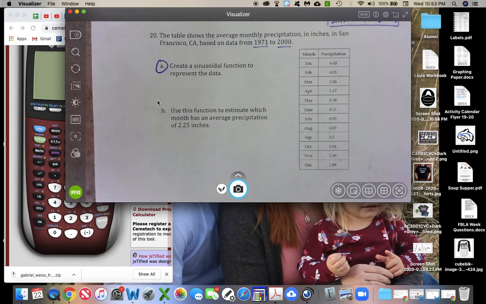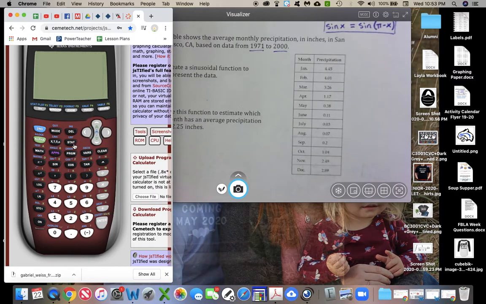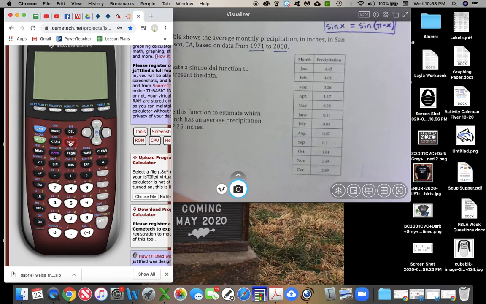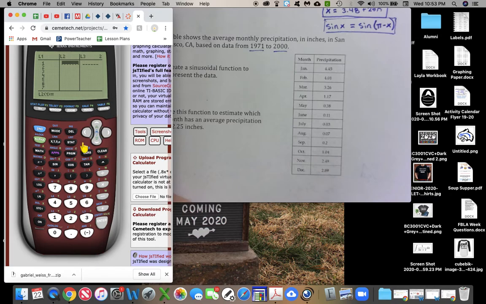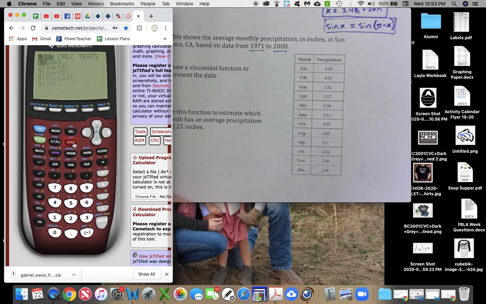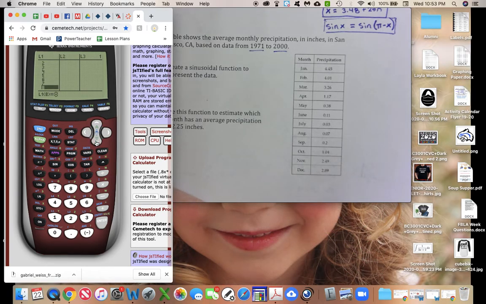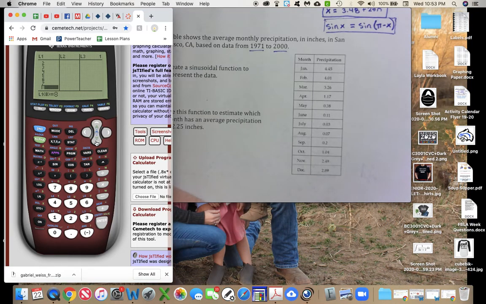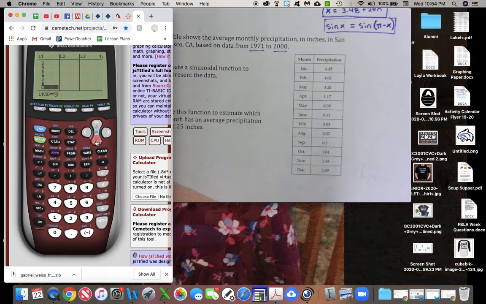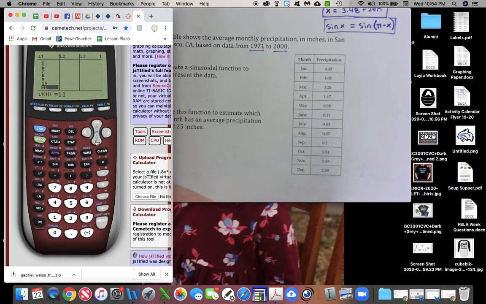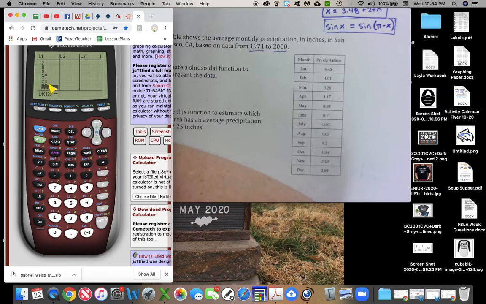Okay, so what we need to do is enter this data in. I'm going to go stat, edit, okay, and then I have all of my numbers over here. I can't enter January through December as words, so I convert them to numerical values. The most logical way is to say January is 1, February is 2, etc., all the way down, so I need 12 of them.